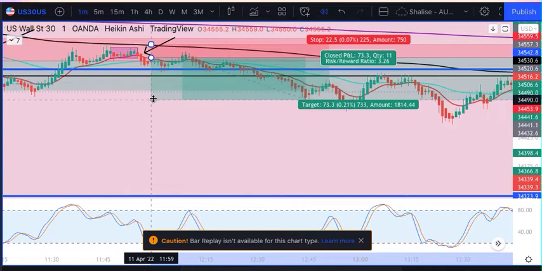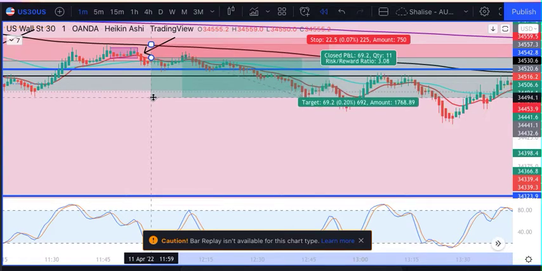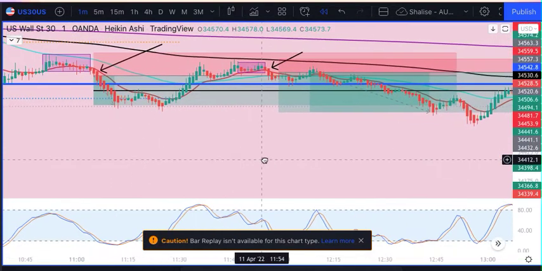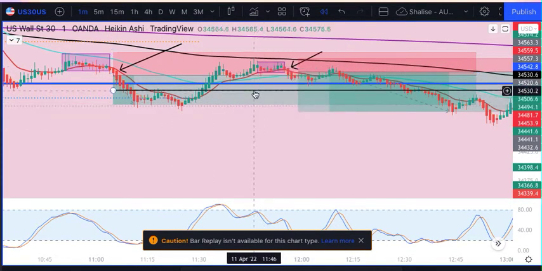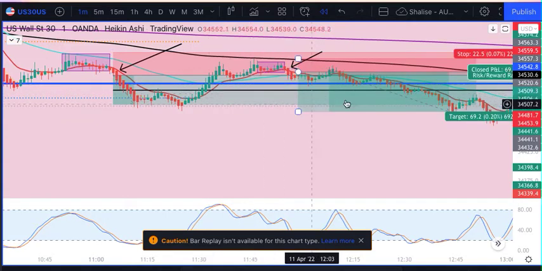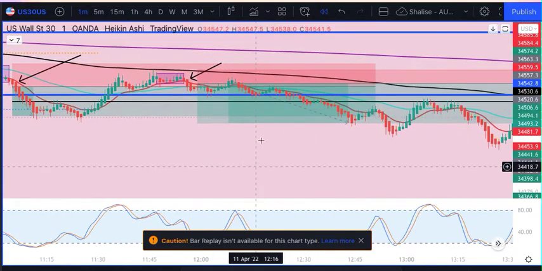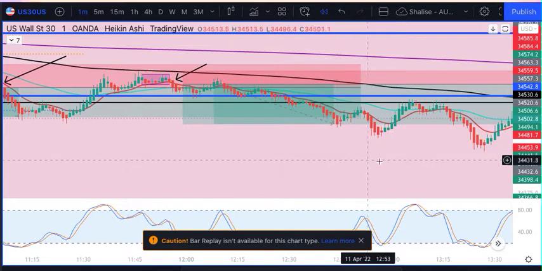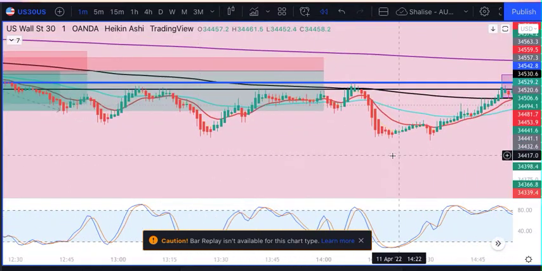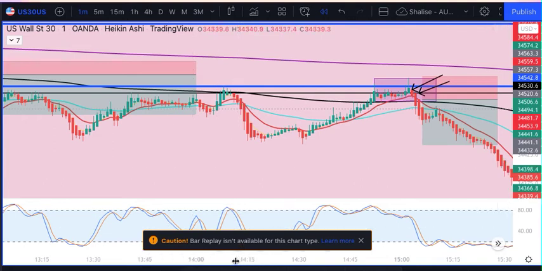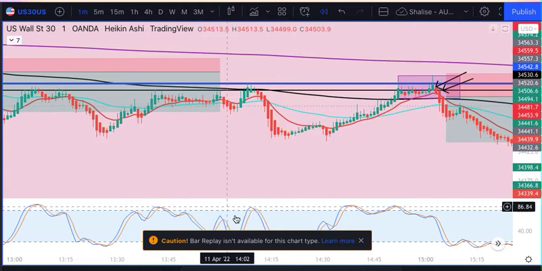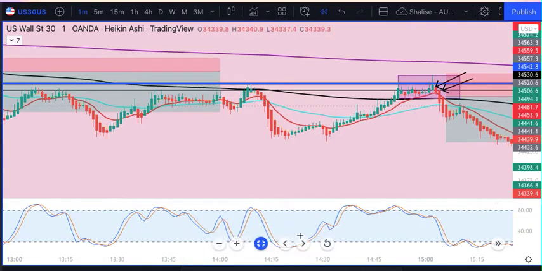for a 1 to 3. And then we had an entry here, which is a 1 and a little bit over a 1 to 1. So 1%, another 3%, that's 4%, and then this one was 2%, that's 6%. So 6% in one day if you're risking 1% per trade, which, like I said, is very conservative.